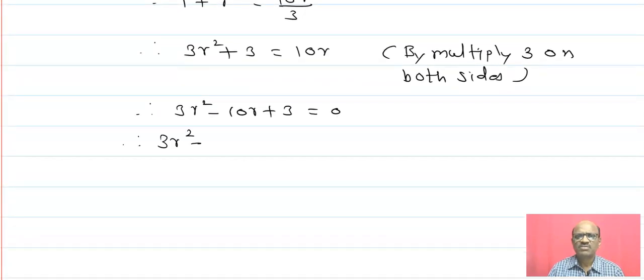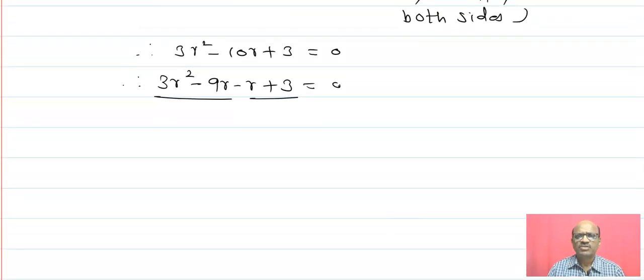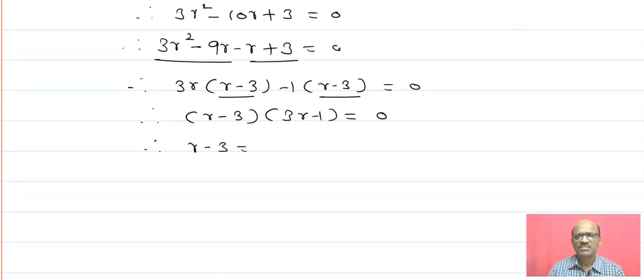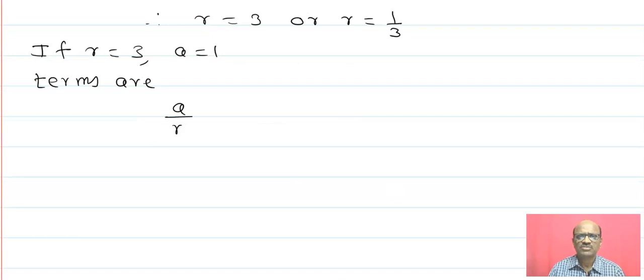Now this is a simple quadratic equation, 3r square minus 10r plus 3 is equal to 0. The product is 9 and the sum is minus 10. Therefore, 3r square minus 9r minus r plus 3 is equal to 0. Take 3r common from the first two terms and minus 1 from the remaining two. Then you will get (r minus 3)(3r minus 1) is equal to 0. Therefore, r is equal to 3 or r is equal to 1 upon 3.